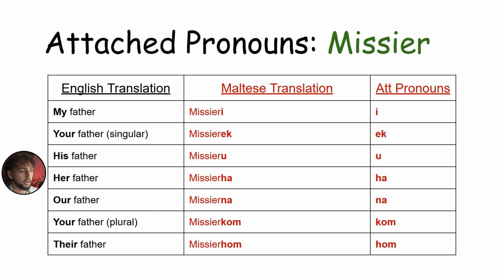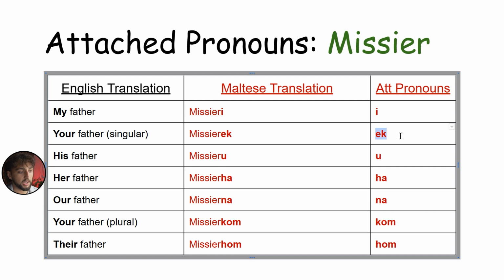We have misiri for my father. We have misirek for your father. Misiru for his father. Misira, her father. Misirna, our father. Misirkom, your father. And misirom, their father. And as you may or may not have noticed, this ek right here was the only attached pronoun that was different in comparison to the attached pronouns for mother.